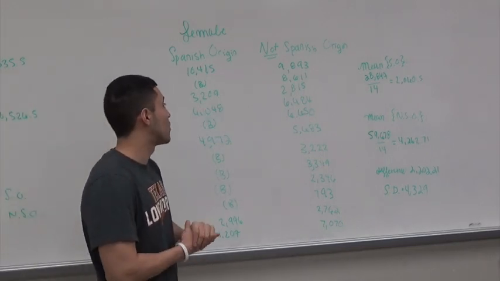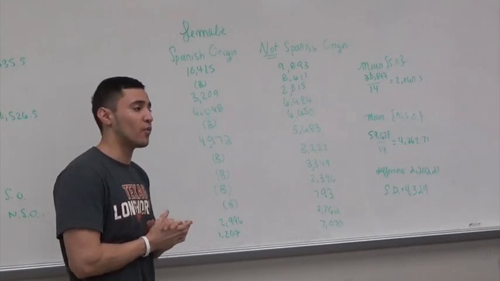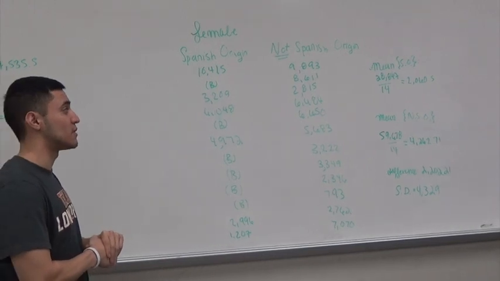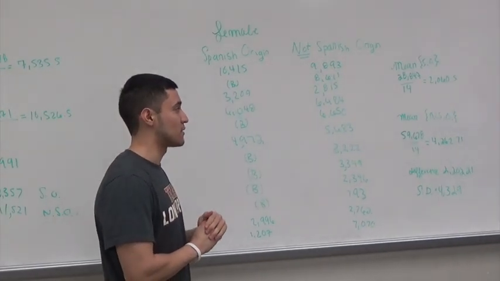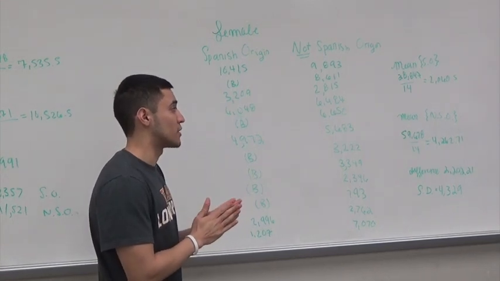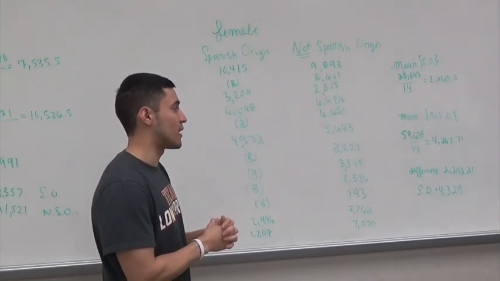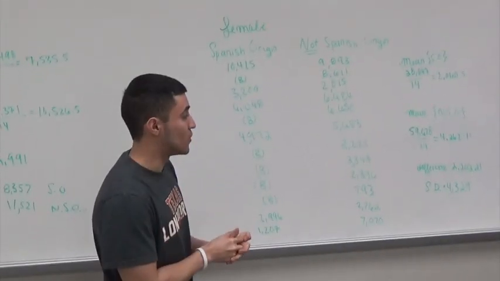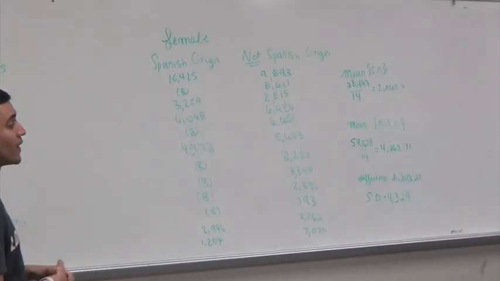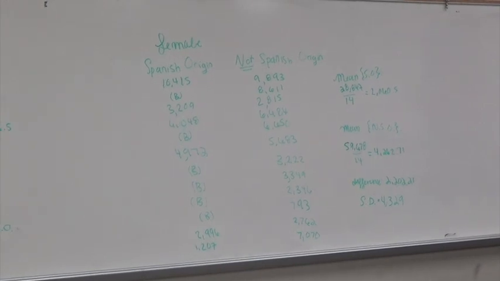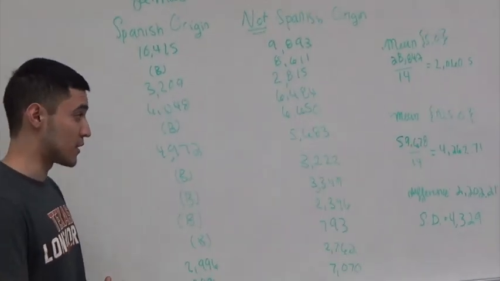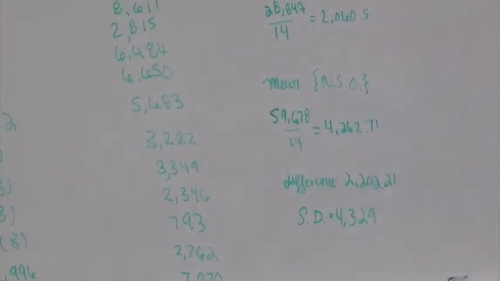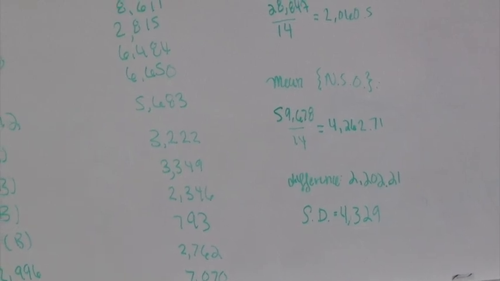So the mean for the Spanish origin workers is again the sum over the count, which is 28,847 over 14, which is $2,060. Similarly, we do it for the not Spanish workers. Again, it's the sum over the count, which is 59,678 over 14, which gives us $4,262. Now, again, we do see a difference between the Spanish origin female workers and the not Spanish origin female workers. The difference is $2,202.21, with the standard deviation being 4,329 for the not Spanish origin workers.